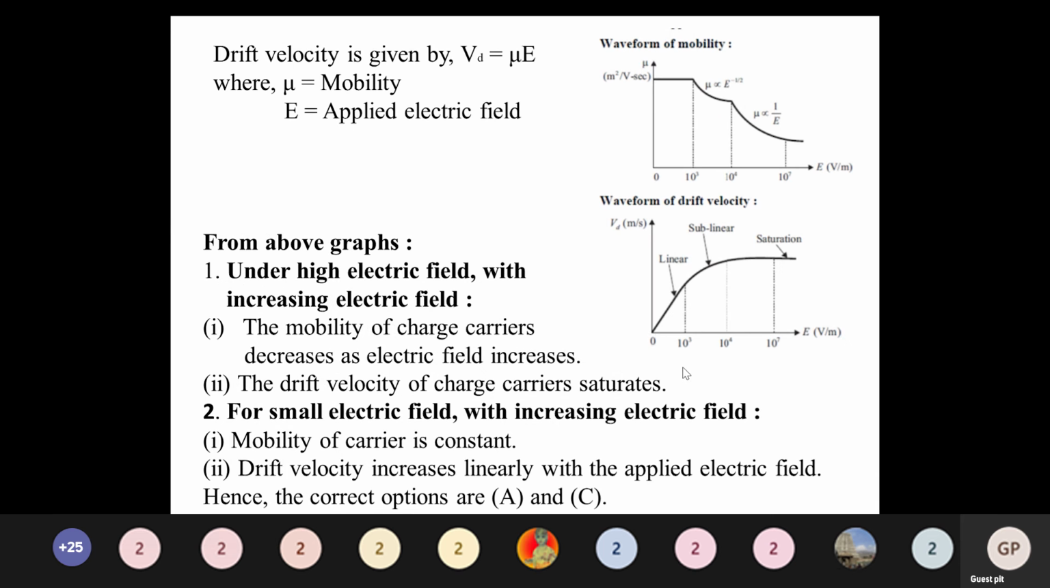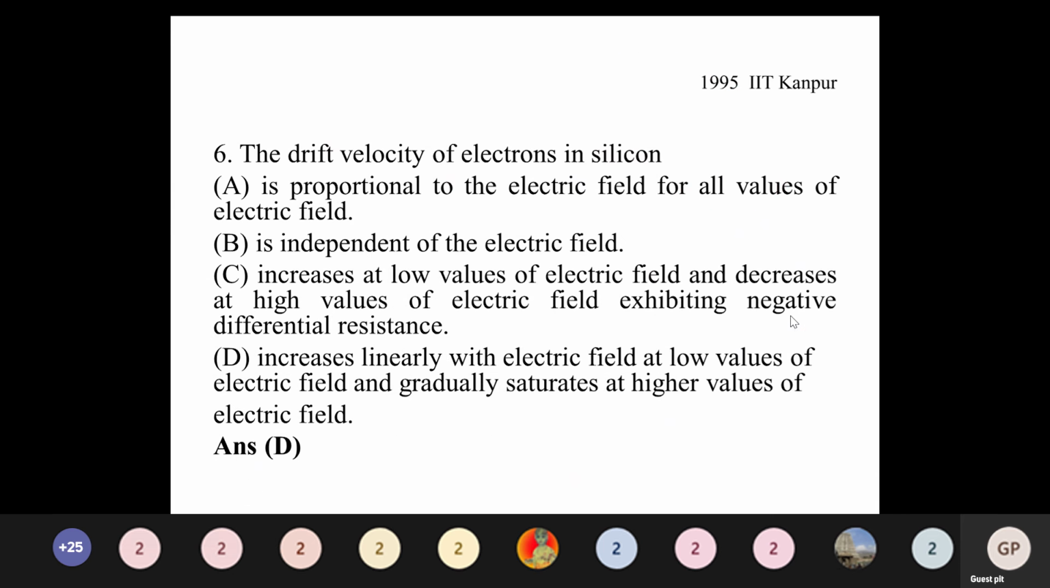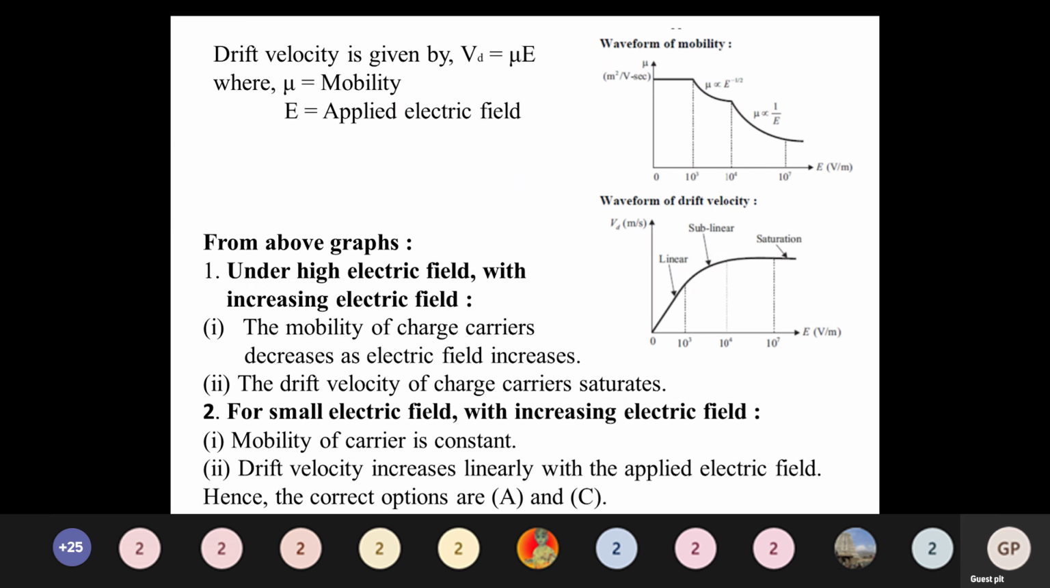That is the same thing. Initially, while increasing the electric field, the drift velocity also gradually increases, and then under a high electric field it saturates, that is, the drift velocity saturates. That is this one, gradually saturates. So option D is the correct option. So this second question, that is the sixth question, is also fully related to the previous graph.